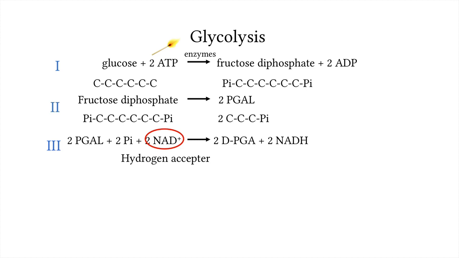Now, in this reaction, each PGAL picks up another phosphate on the other end of its carbon chain, resulting in 2 molecules of diphosphoglyceric acid, or DPGA. The NAD+ becomes NADH because it picked up a hydrogen atom that came from the PGAL.